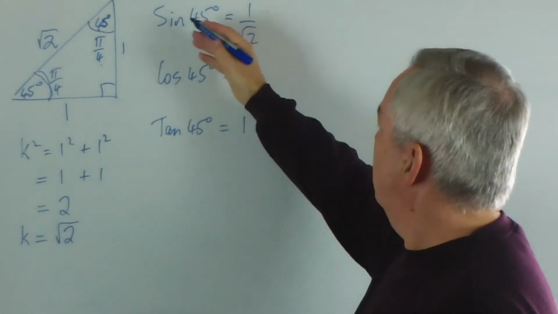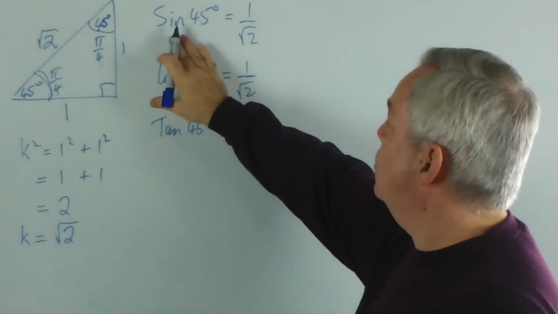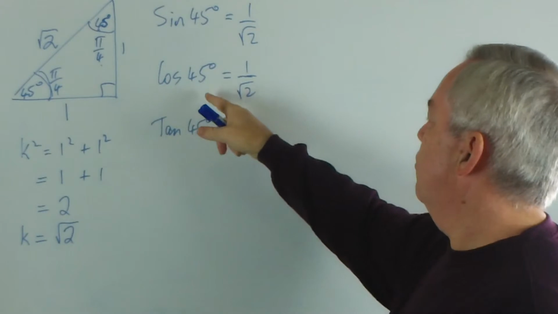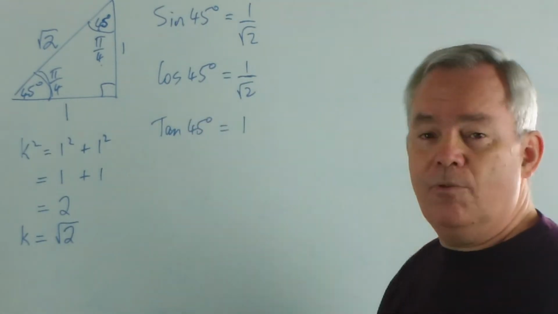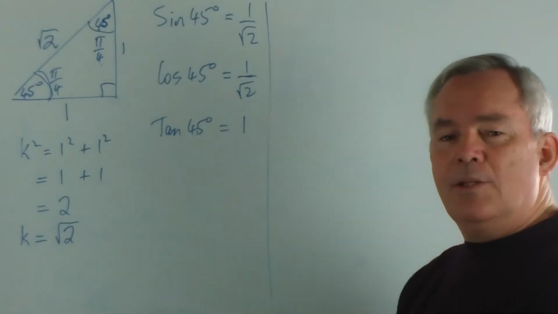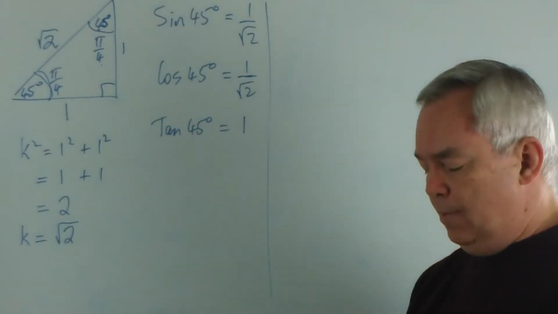So again, if you're writing this in radians, sine of pi on 4 radians will be 1 on root 2. Cos pi on 4 radians, 1 on root 2. Tan pi on 4 would be 1. There it is. The second triangle is quite an interesting one.